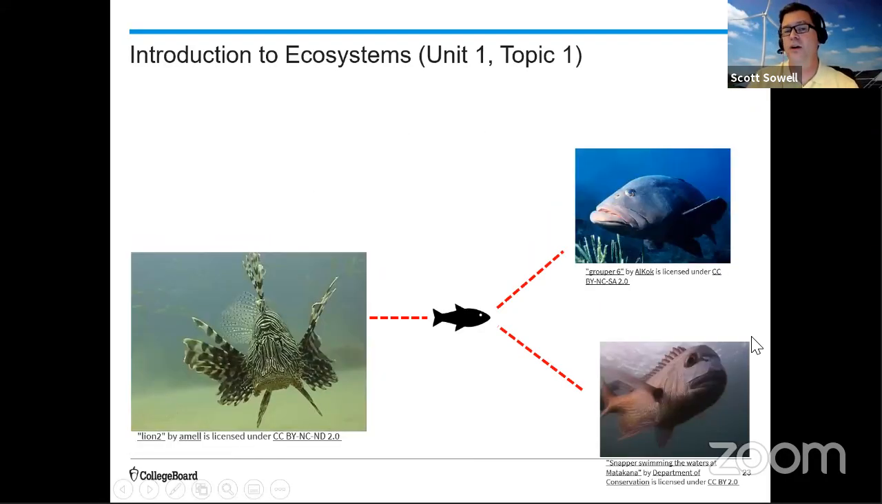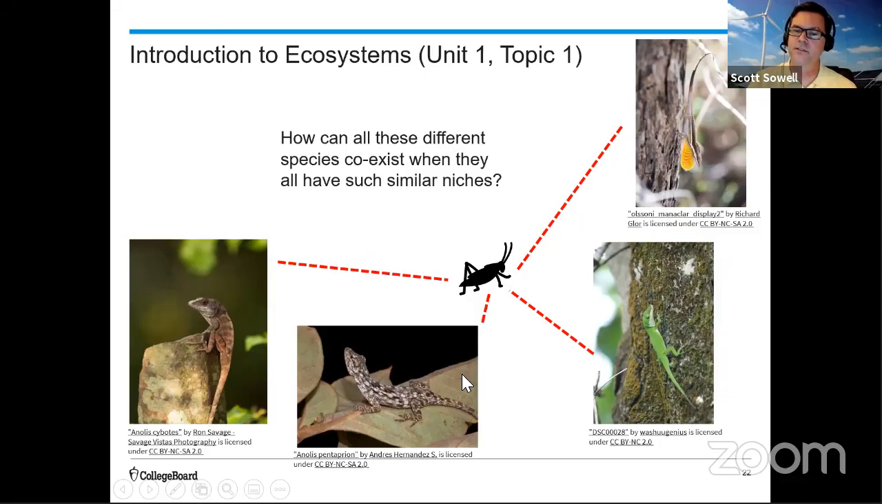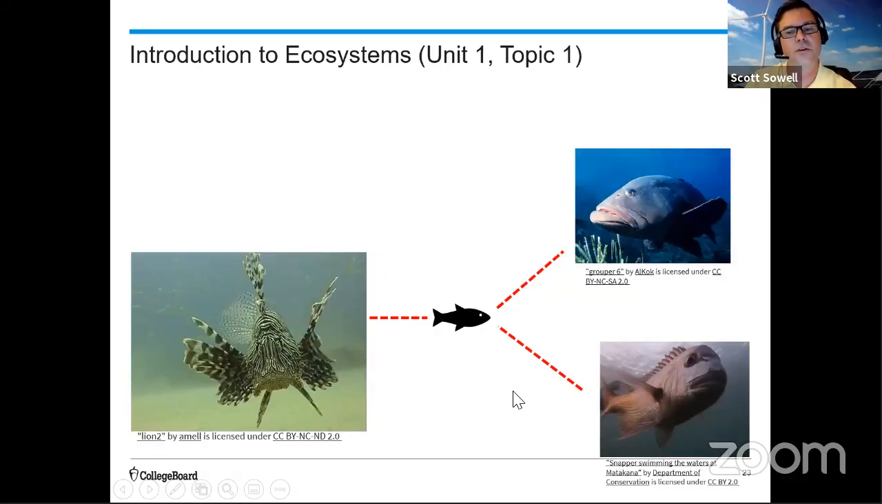Because this is what we saw with invasive species. So if you remember back when we talked about lionfish, these lionfish are an invasive species here off the coast of Florida and the coast of the southeastern United States. And what we see is these invasive lionfish have a similar niche to these other larger fish. So their niches are very similar, just like those lizards were back here.